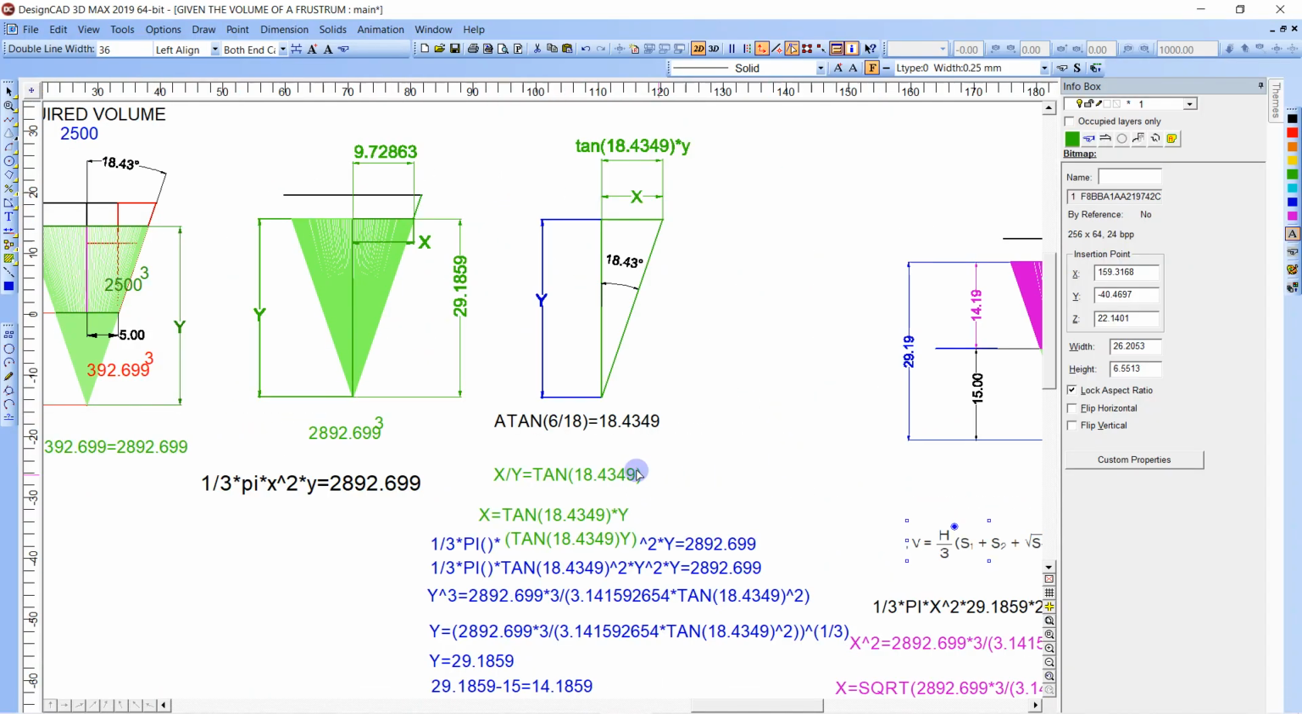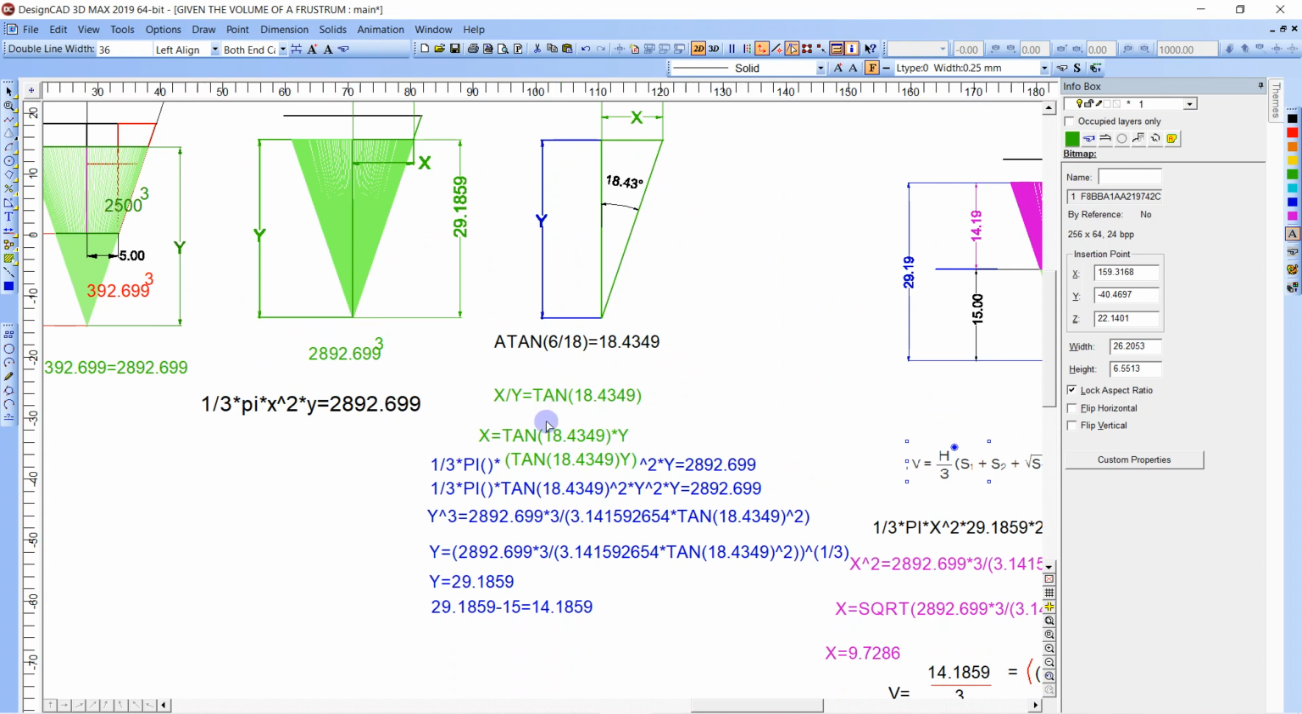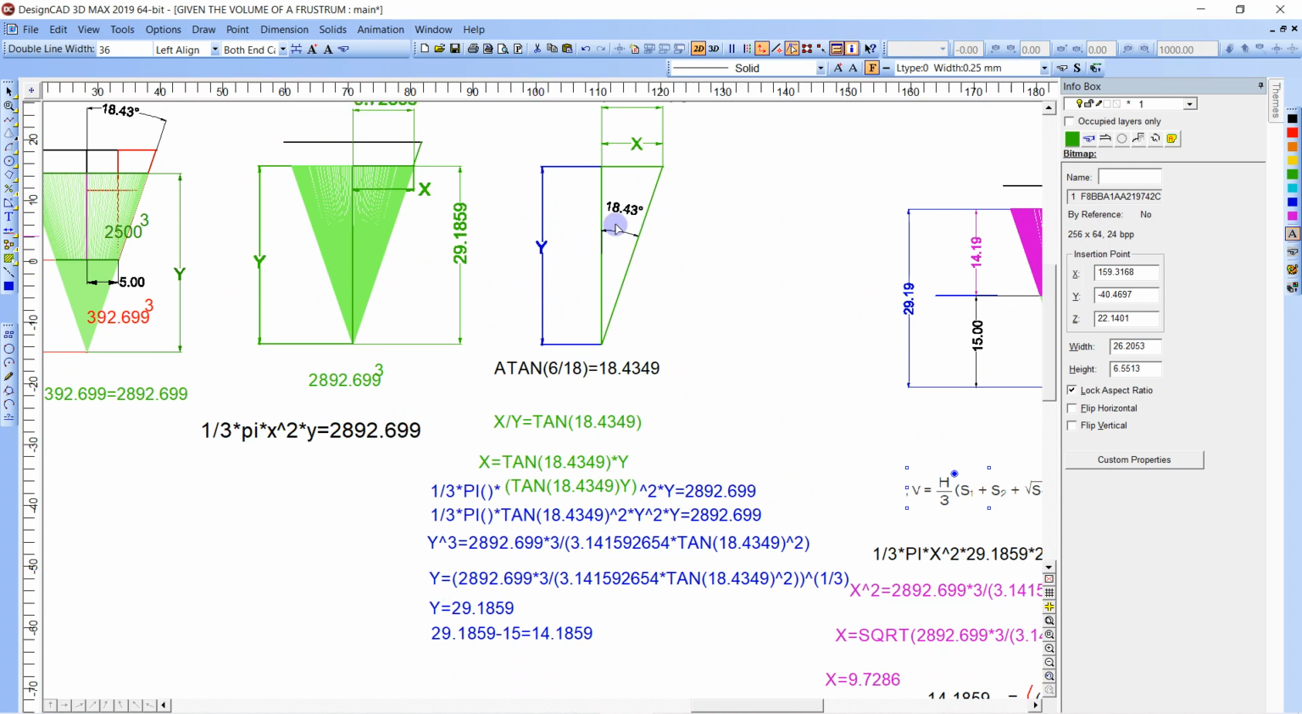So let's see. y is 29.18. We're looking for this formula here, 1/3 pi x squared times y, where y is the height, which will give us the volume that we're looking for, 2892. But right here we have two unknowns, x and y.